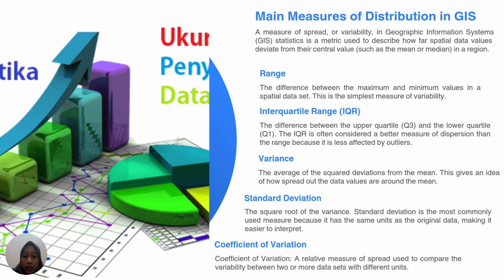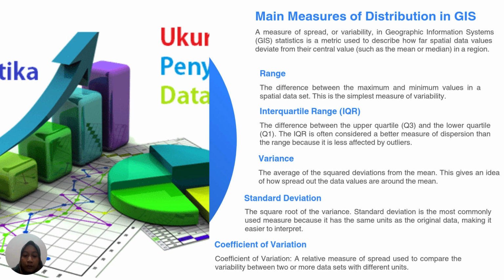Interquartile range, IQR, the difference between the upper quartile, Q3, and the lower quartile, Q1. The IQR is often considered a better measure of dispersion than the range because it is less affected by outliers.